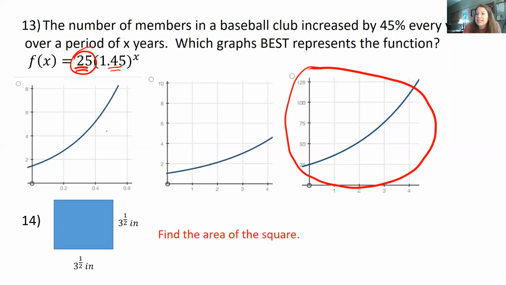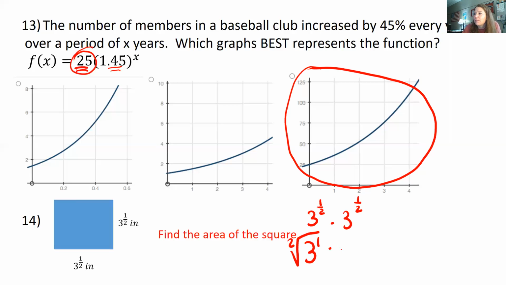All right, so number 14, we have a square and each side is 3 raised to the 1/2 inches. Basically, to find the area of a square, you're going to multiply base times height, right? So how could I write that? Well, I could turn these into radicals. So 3 would go under the radical, and the numerator stays with the 3, and then the 2 becomes this number right there.